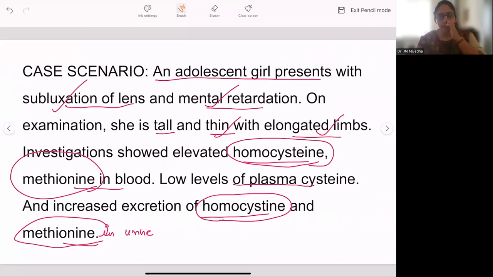So now take 5 seconds. I'm going to give you 5 seconds. Just think of which type of homocystinuria it is. Yes, I have told you 3 causes of homocystinuria, 3 defects. So which defect does it come under? Yes, just give it a thought.